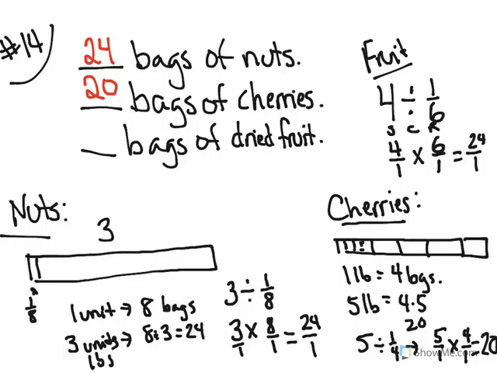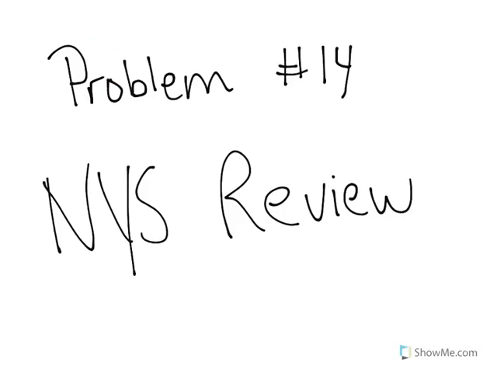4 times 6 is 24. 1 times 1 is 1 for my denominator. Remember the rule. You're multiplying your numerators by your numerators and your denominators by your denominators. So then I end up with 24 bags of dried fruit. So there I have my answer. Remember, it's 3 parts. What do you want to eat tonight?